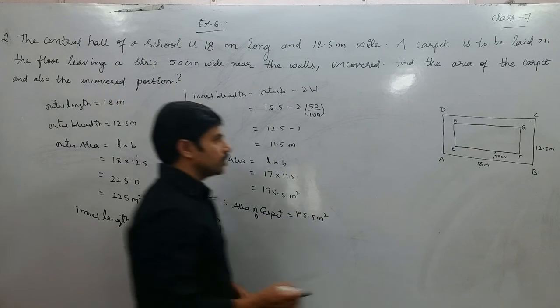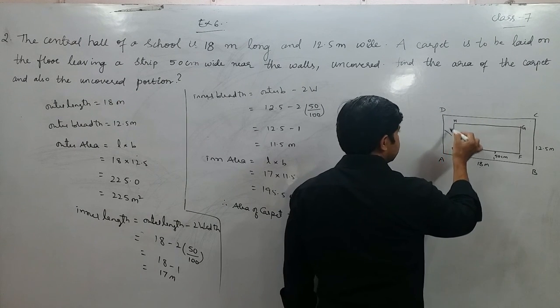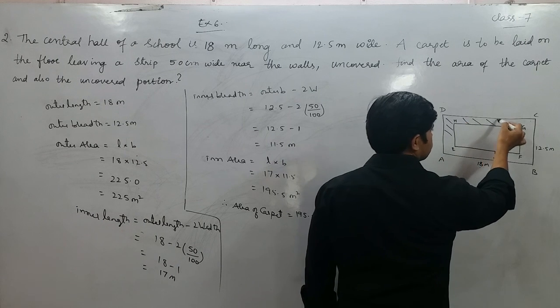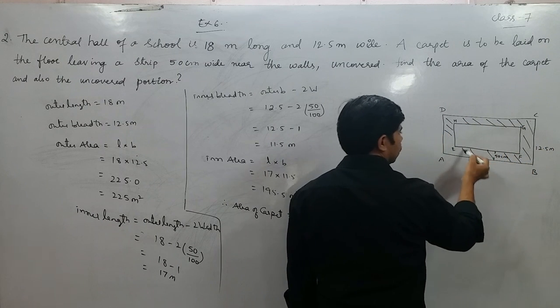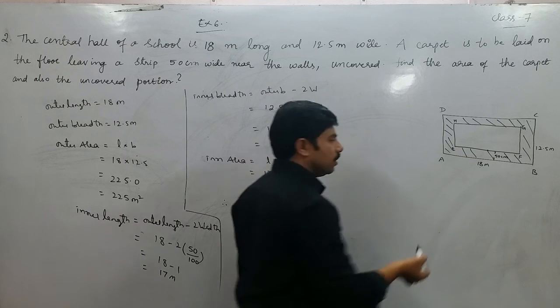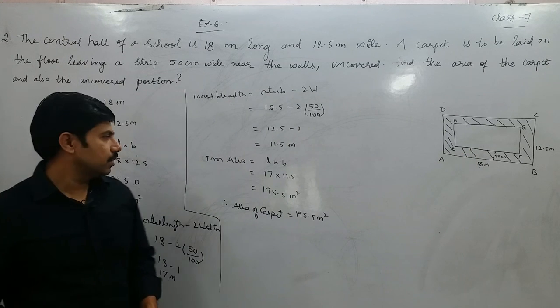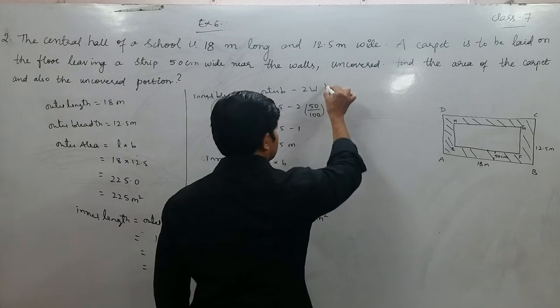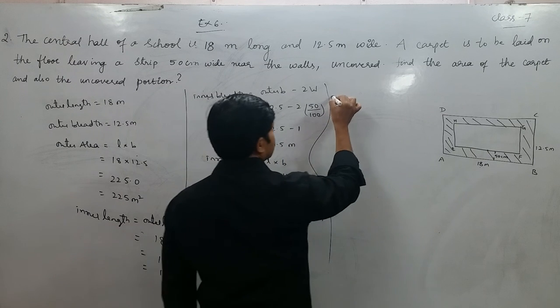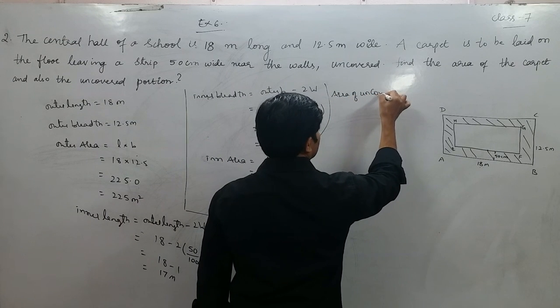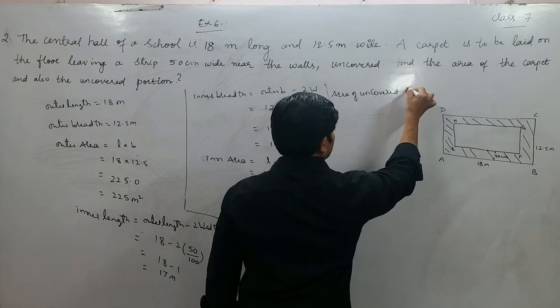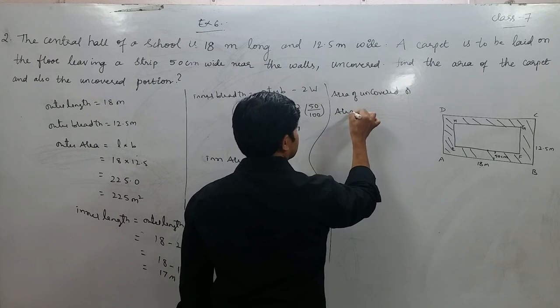See, we completed area of carpet, and then also we have to find out uncovered portion. See, where is uncovered portion here? Other than A, B, C, D and E, F, G, H are uncovered portions. So this is uncovered portion. This uncovered portion is nothing but the area of path. So now we'll find out the area of uncovered or area of path.